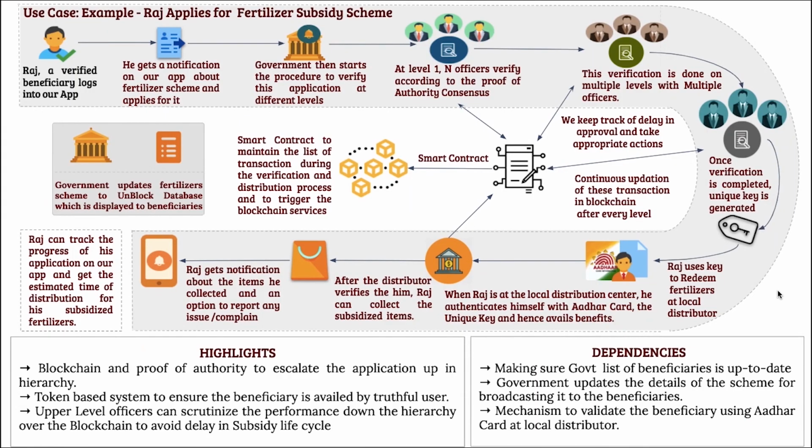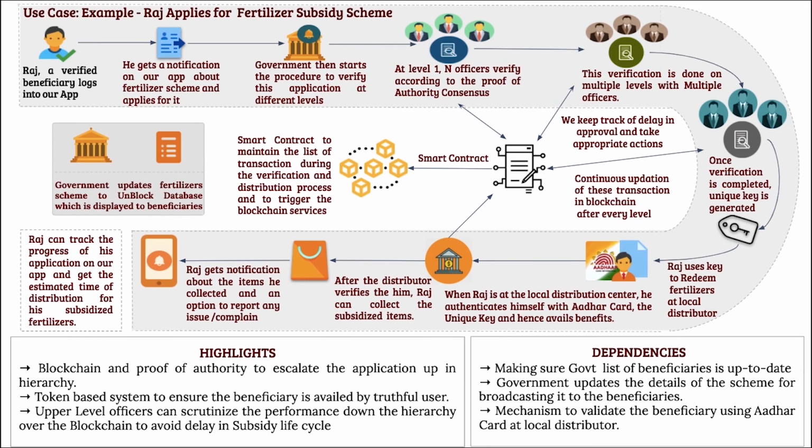Now let's go and see a use case example. Let's assume that Raj is a verified beneficiary and he logs into the app. Then he gets a notification about a fertilizer scheme. He finds it appropriate for himself and he applies. After applying, he has already submitted all the required documents, and now the government starts the procedure to verify his application at different levels.